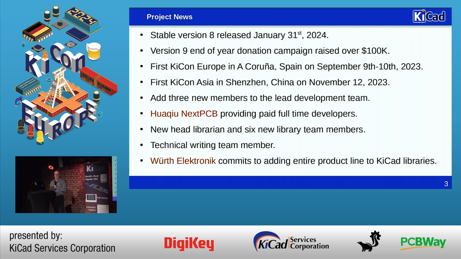The other thing that happened during V8 was, we got a new head librarian. Karsten is here somewhere. I haven't seen him yet today, but he took over the library team. We had a time where we didn't have a lead librarian, and so they added 6 new members to that team. We used to have a very, very large backlog of symbol and footprint requests, merge requests, and they've knocked out quite a bit of that.